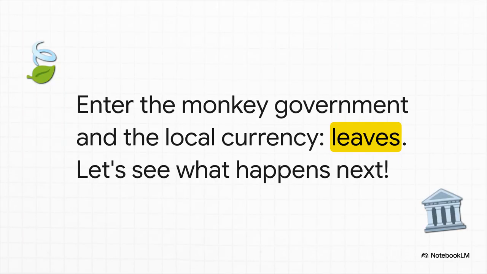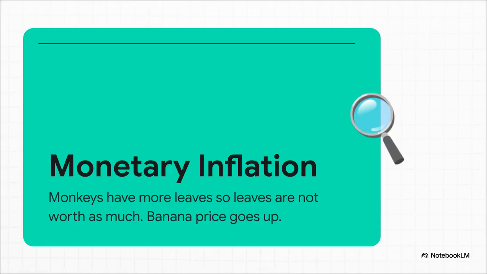All right, up until now, we've just been focusing on the fruit itself. But you really can't understand inflation without talking about money, or, in the case of our jungle, leaves. So let's introduce the local currency, leaves, and see what happens when the monkey government decides to get involved in this delicate little economy. Imagine a scenario where everything is perfectly stable. Nothing has changed at the farm, the monkeys' appetites are totally normal.